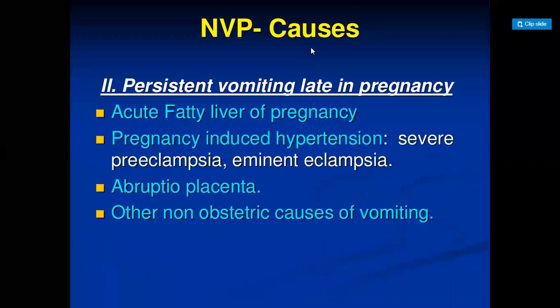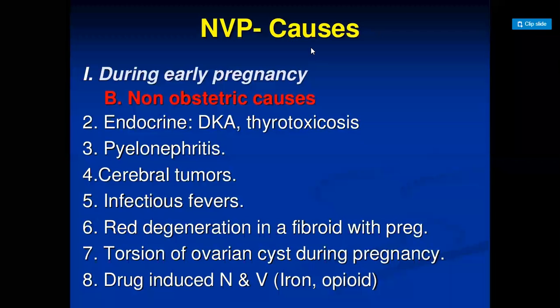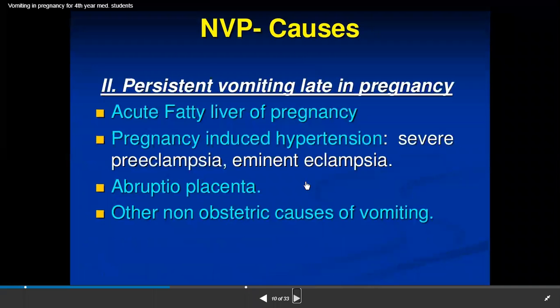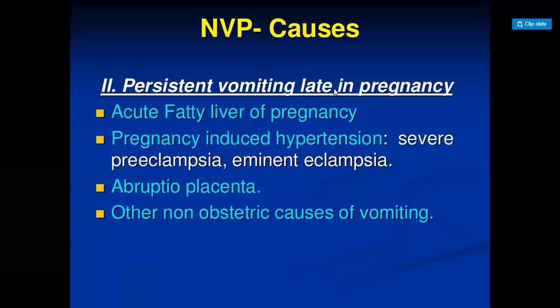So now the next thing is persistent vomiting late in pregnancy. What we have seen so far is in early pregnancy, up to 3 months, not more than that. But what we are seeing over here is late pregnancy. What is the meaning of late in pregnancy? It means pregnant females with amenorrhea of more than 28 weeks, from 29 up to 40 weeks.